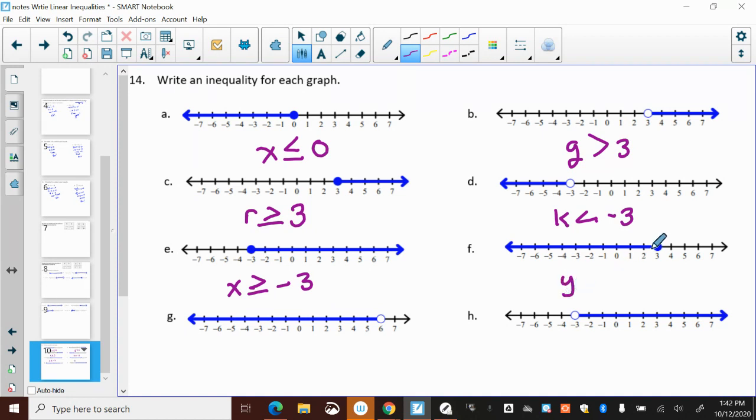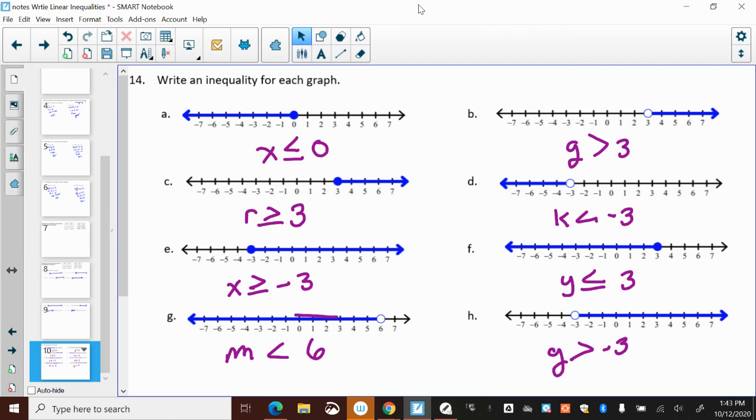Let's use Y is less than because we're to the left, or equal to because of the closed circle, and we're at 3. M is less than because it's going to the left, open circle, so no or equal to, and then just 6. And lastly, let's use, I don't know, G is to the right, so greater than, open circle, no or equal to, and then negative 3. And that is our first lesson on inequalities.